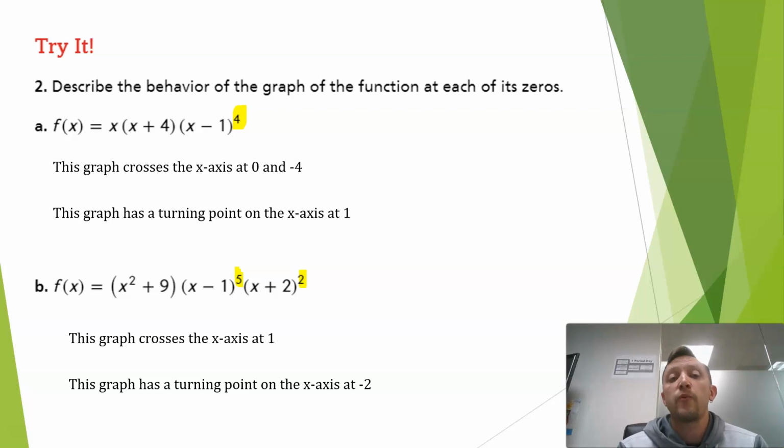Okay, but the x minus 1 to the fifth power and x plus 2 squared, those are going to have x-intercepts. Since the x minus 1 to the fifth power has an odd multiplicity, the line is going to go through where x is 1. It's going to go through that point. For x plus 2 squared, since that multiplicity is even, it's going to have a turning point where x is negative 2.